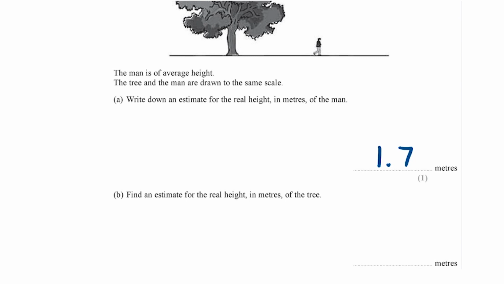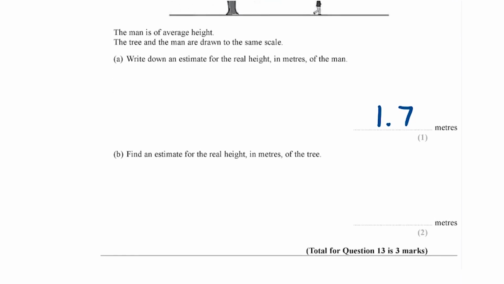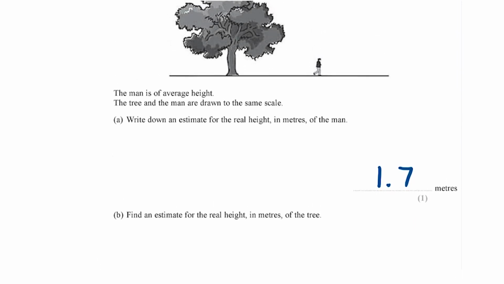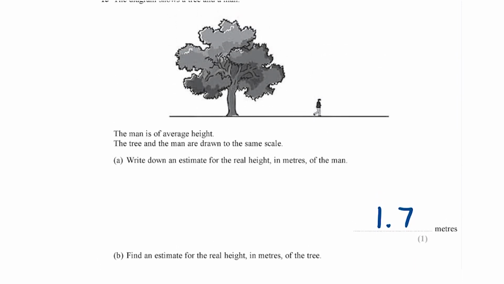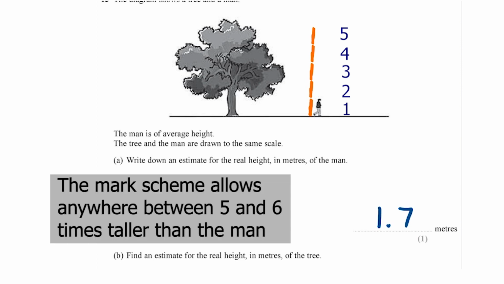Then the second part, find an estimate for the real height in meters of the tree. What we're being asked to do here is to take our answer from the first part, I've said 1.7, and then work out how many times bigger the tree is than the man, and so multiply those two together. So you can see it looks like the tree is approximately 5 times taller than the man in that diagram. So the height of the tree is going to be 5 times bigger than 1.7.